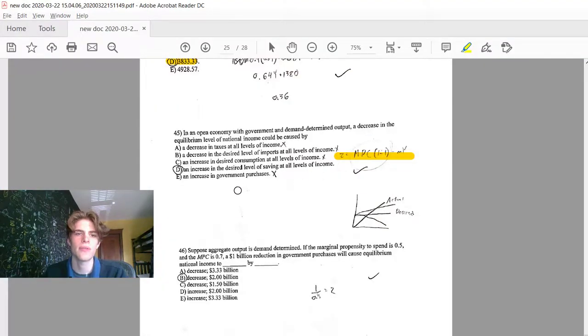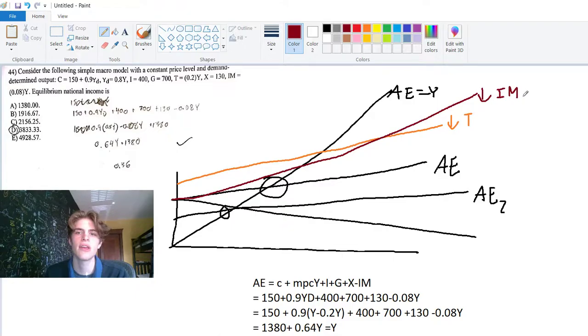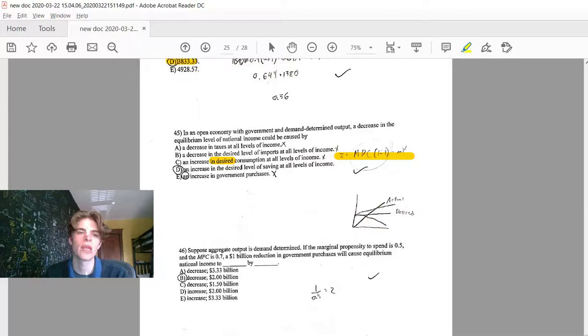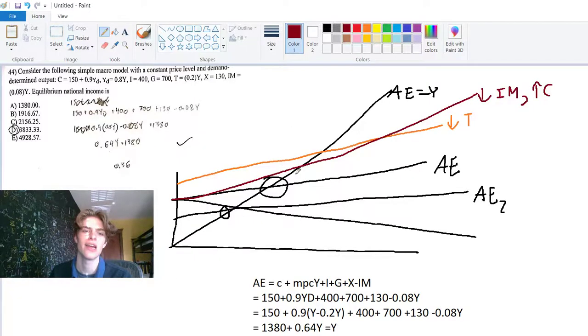Next one. An increase in desired consumption. Desired. So not autonomous, desired. Same thing. It would also increase the slope. An increase in the desired level of savings. So notice it says desired again, not autonomous. That means we've changed our marginal propensity to consume. We've decreased it because we've increased our marginal propensity to save. So that would rotate our curve downwards.